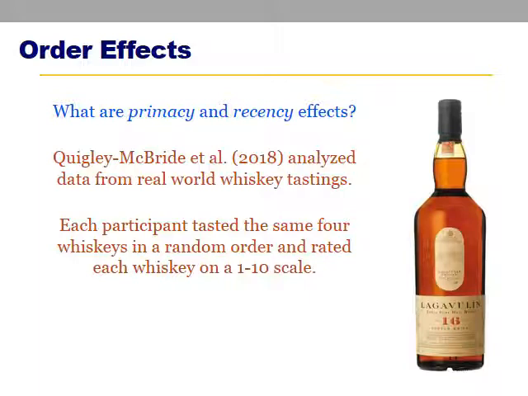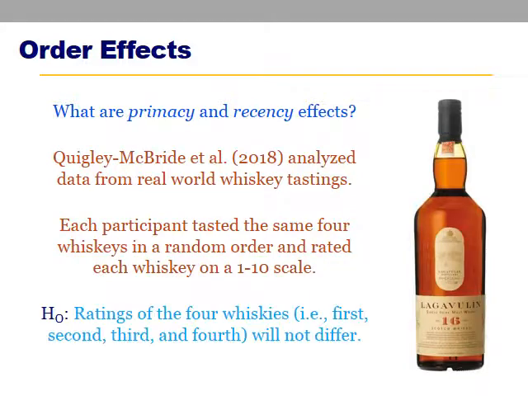As I mentioned a minute ago, for an ANOVA, our null hypothesis always says that none of the means are different from each other. So in this case, our null hypothesis would say that people's ratings of the 4 whiskeys will be all equal to each other. They'll like the first one, the second one, the third one, and the fourth one all equally the same, such that order will have no effect on their ratings.